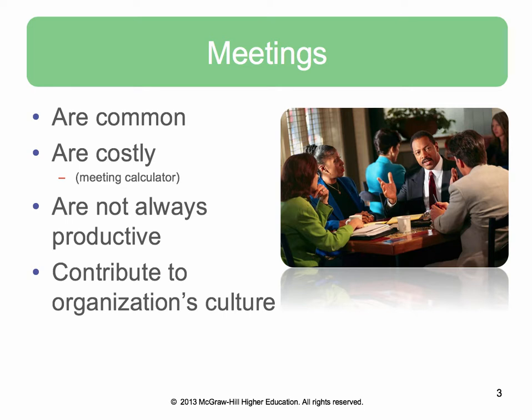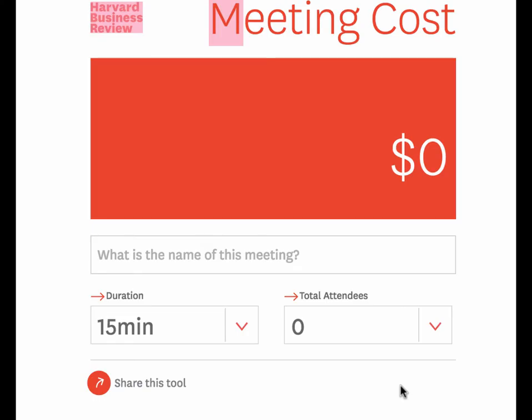and we need them to be as effective as possible. So the next bullet here is that meetings are costly, and I'm going to shift over here to a meeting calculator so that we can see exactly how costly on average meetings are in the workplace. So guys, this is the meeting cost calculator on Harvard Business Review. So we're going to call our meeting here business meeting.